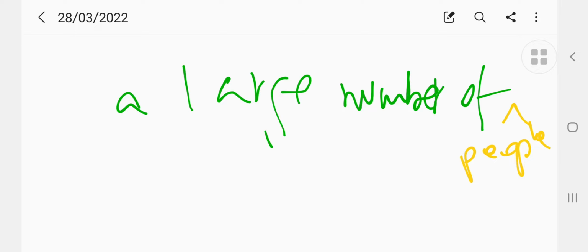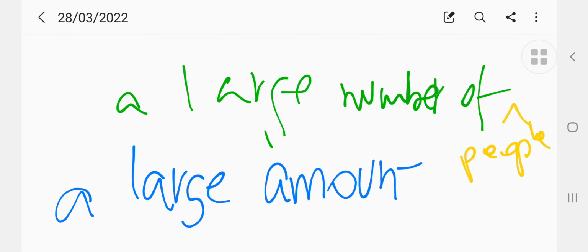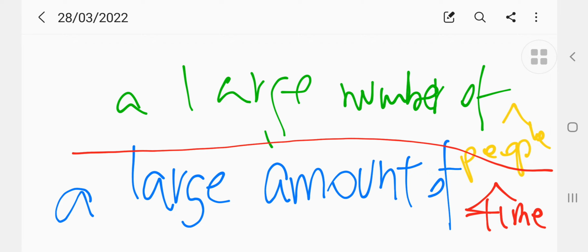And on the other hand, what about uncountable nouns? For instance, I'm just going to use another color to identify what we can say: a large amount. We can say a large amount for uncountable nouns. So a large amount of what? Of time, which is an uncountable noun, right?